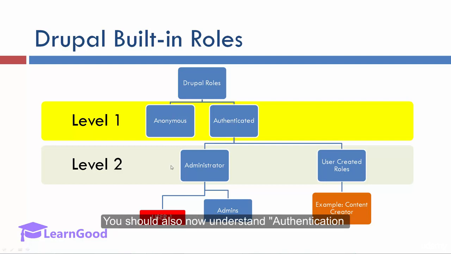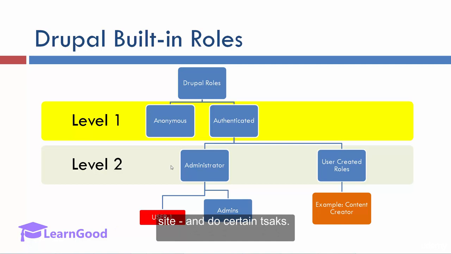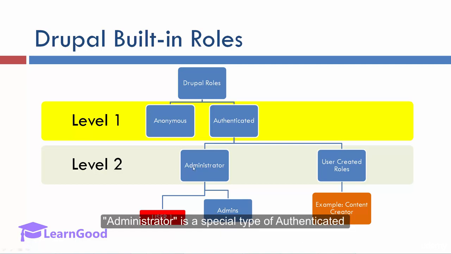You should also now understand the meaning of authentication and authorization, as RBAC is sometimes referred to. Authentication means having a user ID and password. You can authenticate into the system. Authorization, on the other hand, means having certain permissions to see certain areas of the site and to do certain tasks. Coming back, administrator is a special type of authenticated role.